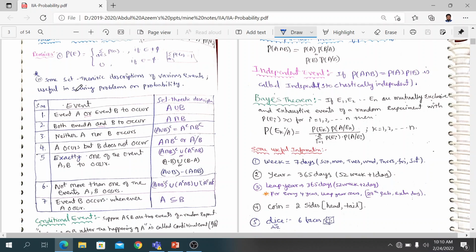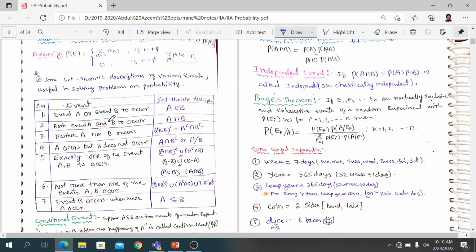Now some set theoretical descriptions of various events useful in solving problems on probability. Just see, these are the events and their set theoretical descriptions. For example, event A or event B to occur means union, that is A union B. Both event A and event B, see here, this is and.